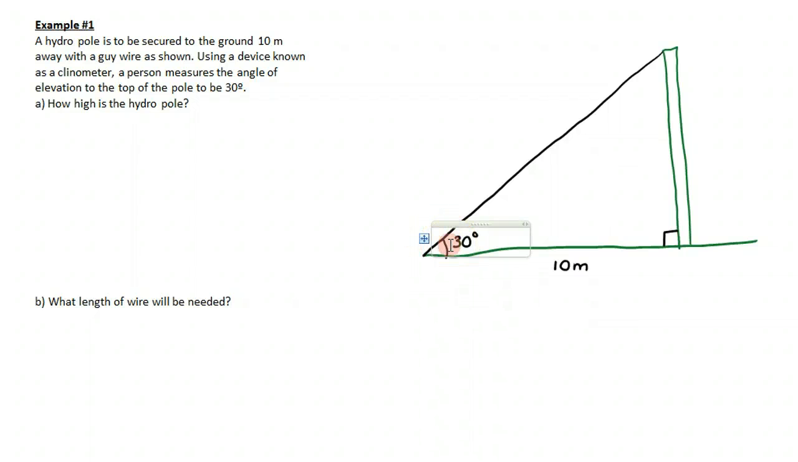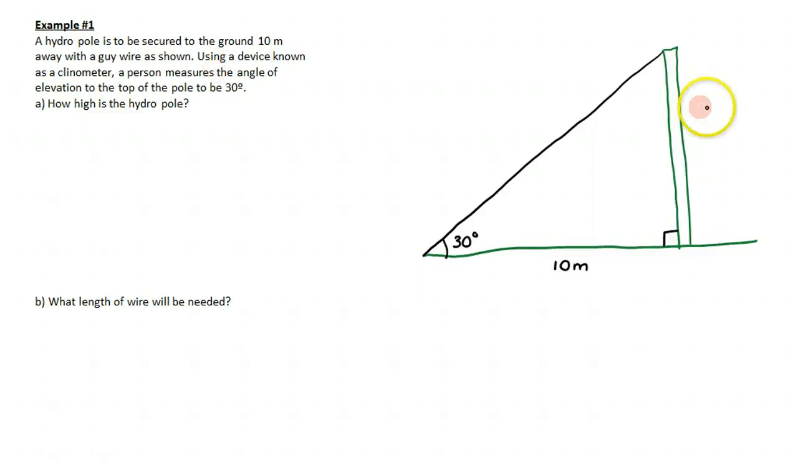Using a device known as a clinometer, a person measures the angle of elevation to the top of the pole to be 30 degrees. So an angle of elevation, again, is the angle that is measured from the horizontal in an upward direction. So we have a 30-degree angle there. How high is the hydro pole?